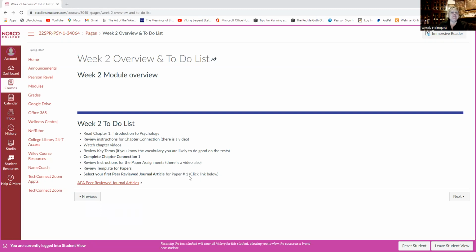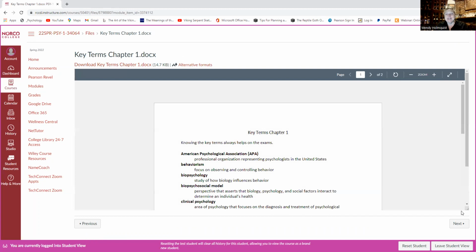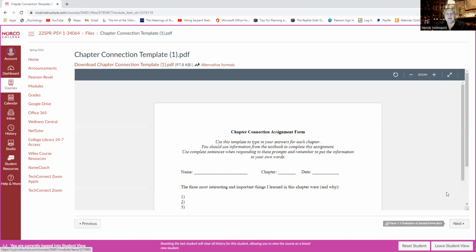Okay, so there is a link at the bottom of this to-do list that will take us to where you can get that first paper. The first journal article that you're going to select needs to be off of this list that you will see when you click on that link. We're going to go ahead and look at the template for, oh, here's your key terms once again. All right, and we're going to look at our template for the paper.